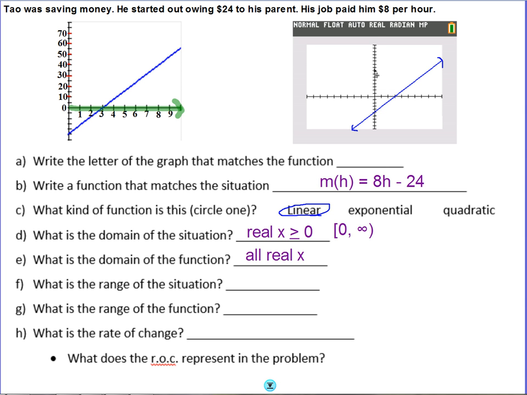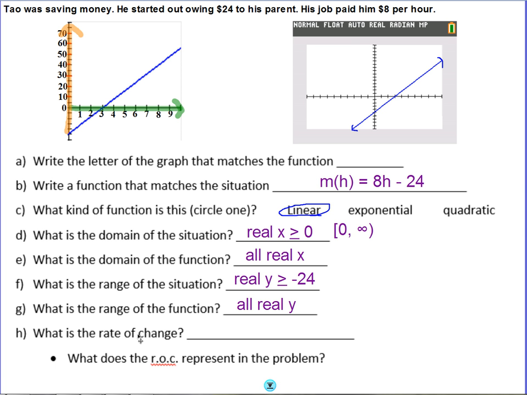All right, what is the range of the situation? That is our y values. In the situation, the y values start down here at negative 24. And, presumably he could work forever at his $8 an hour job. So it goes on forever. The range is all real y greater than or equal to negative 24. But what's the range of the function? Well, again, this line in the function goes on and on and on forever. So it's all real y. There's no limitation on y values.